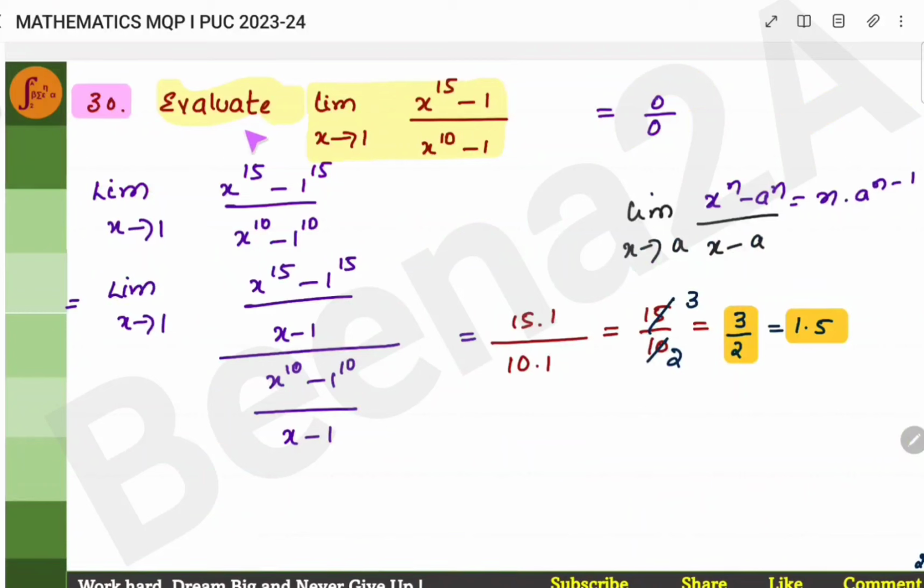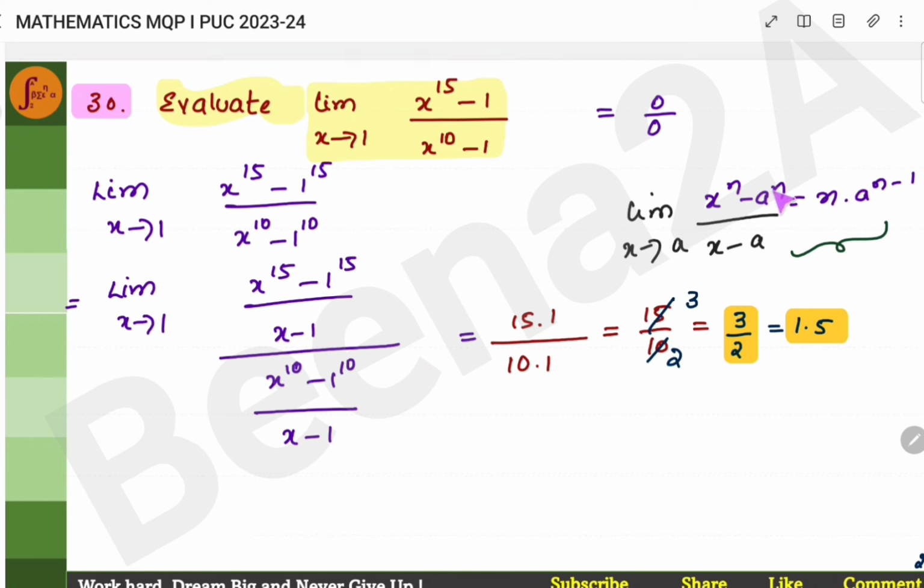Let's look at the 30th problem. Evaluate the limit of (x to the power 15 minus 1) by (x to the power 10 minus 1), as x tends to 1. So again you'll have to use this theorem: limit x tending to a, (x to the power n minus a to the power n) by (x minus a) is equal to n into a to the power n minus 1. We'll have to use this theorem here.